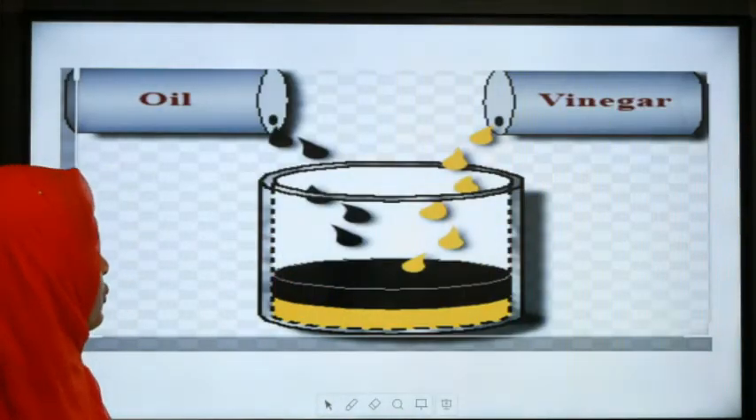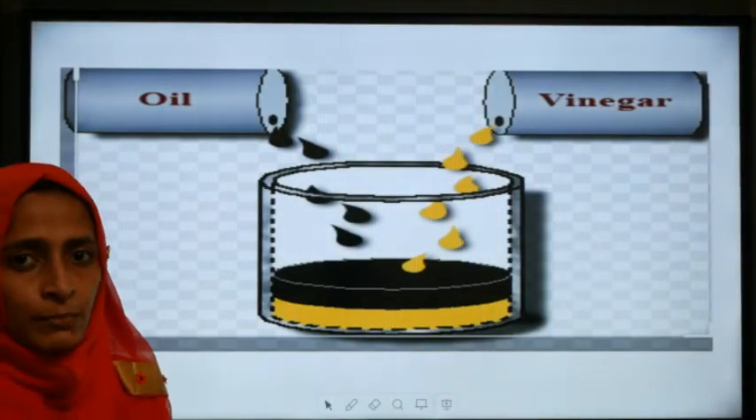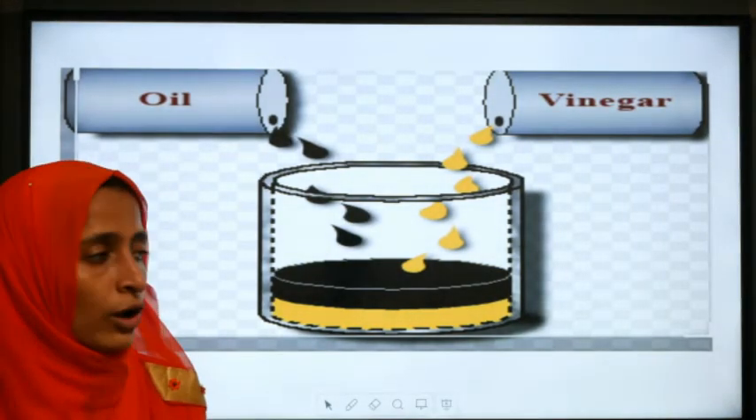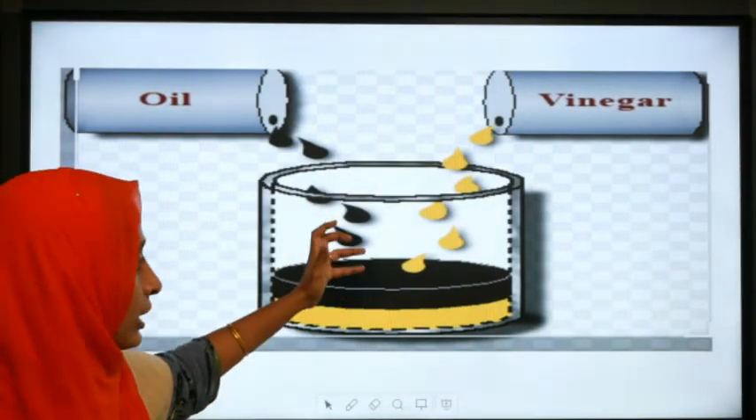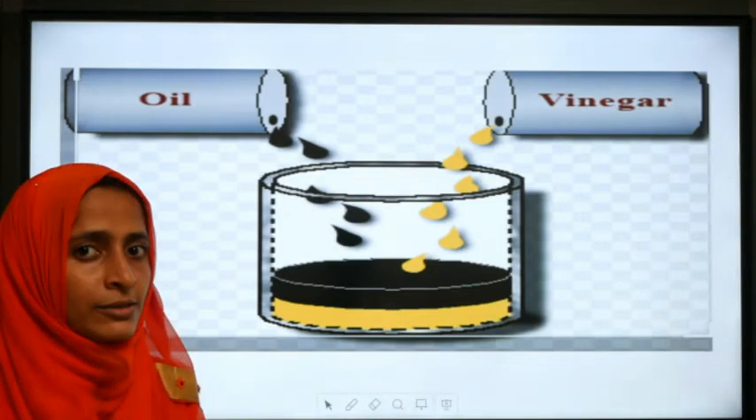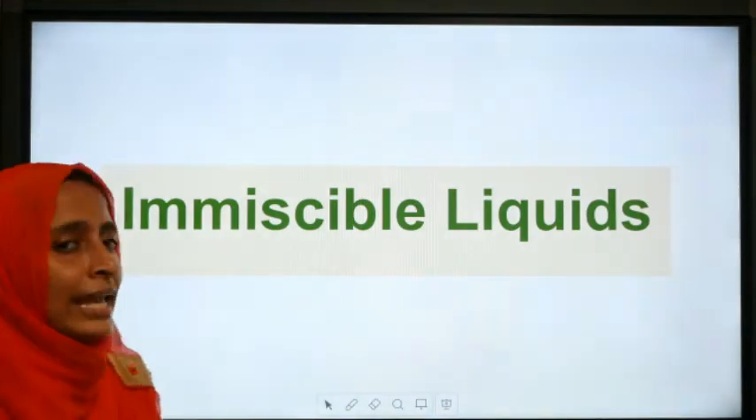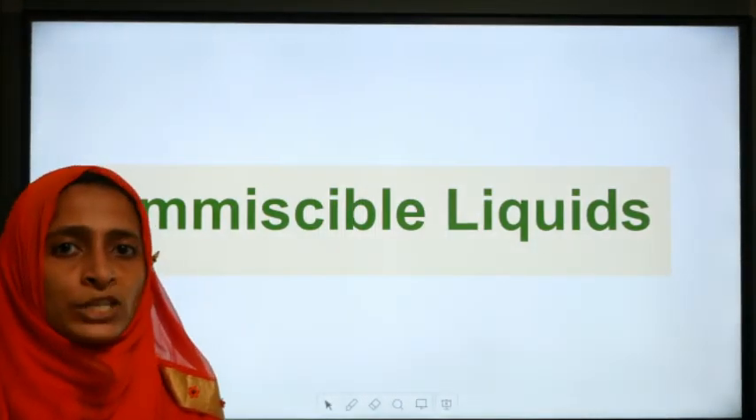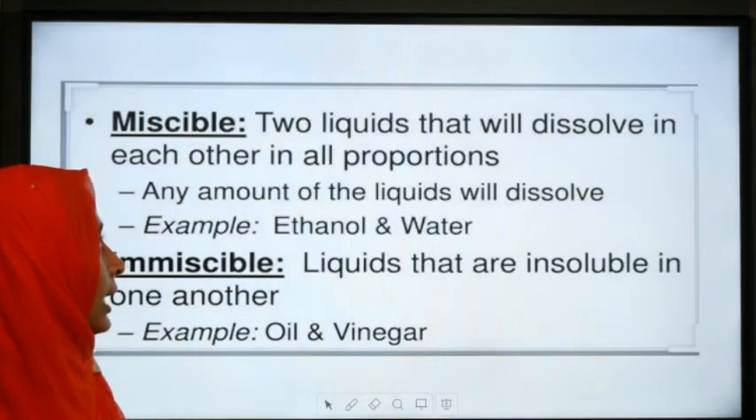Coming to another example, let's take oil and vinegar. Let's mix them together. Do they mix with each other? No, they form 2 different layers which can be easily identified. Such liquids which do not mix with each other are called immiscible liquids. The liquids which do not get mixed with each other and form 2 different layers are called immiscible liquids.